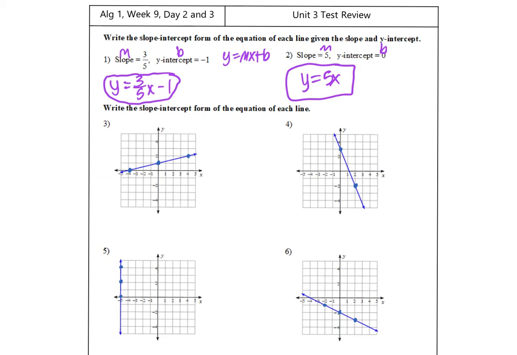So here they give us a graph. Well, we can figure out what the slope is by counting the rise over the run. So that's this way and this way. So I'd go up 1 and over 4. That's our slope. And then I can say, okay, where does it go through the y-axis? That's at the number 1 here. So if I put that into y equals mx plus b, I get 1/4 x plus 1.